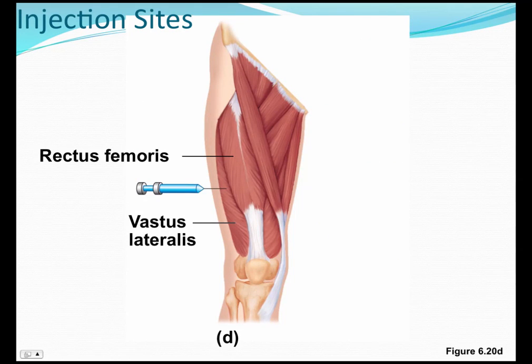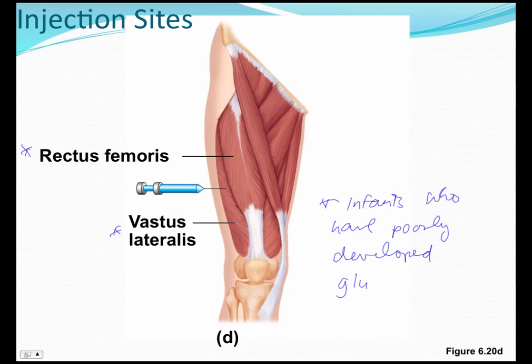And the last area that it's common to have an intramuscular injection is within your rectus femoris or your vastus lateralis. This is a typical injection site for infants who have very poorly developed gluteus muscles. So you can have rectus femoris or vastus lateralis, and also for infants who have poorly developed gluteal muscles.